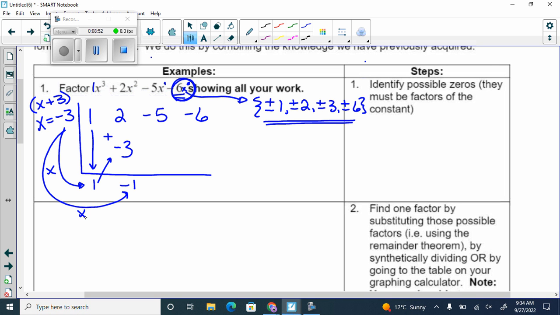-3 times -1 is 3. And then I'm going to add. -5 plus 3 is -2. And then I'm going to multiply. -3 times -2 is 6. And then I'm going to add. -6 plus 6 is 0. And now I should be really happy because that's an actual remainder of 0, which means I picked the right number.